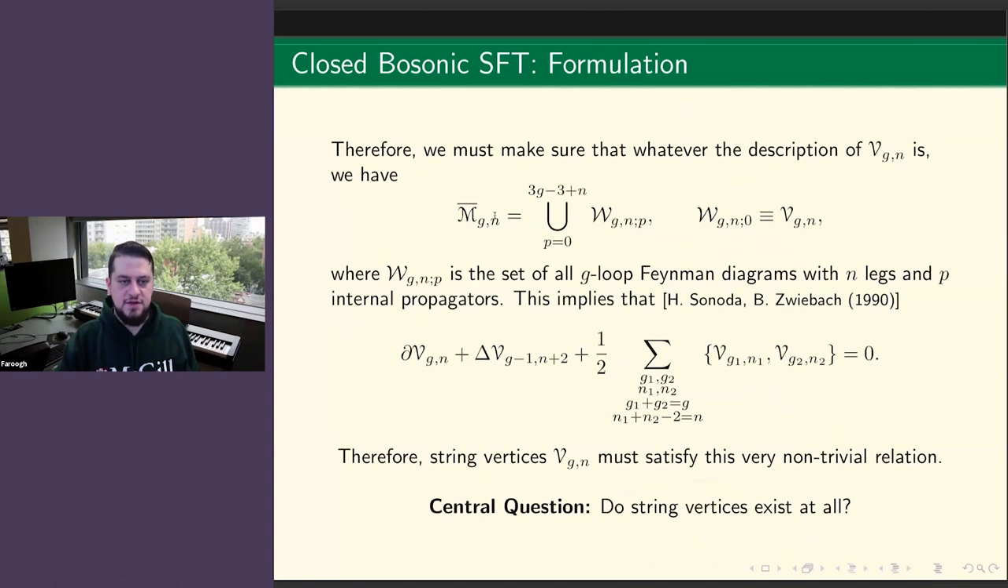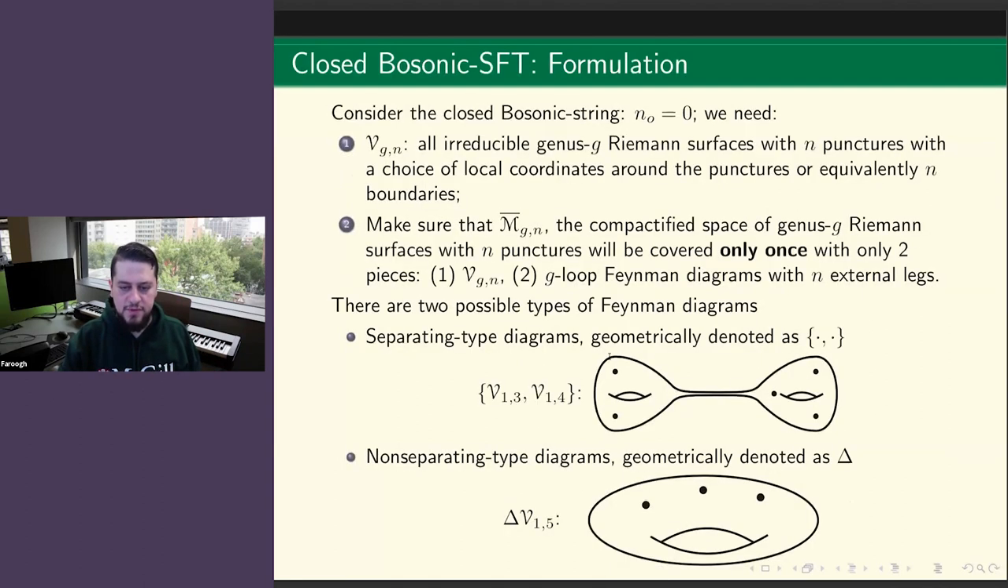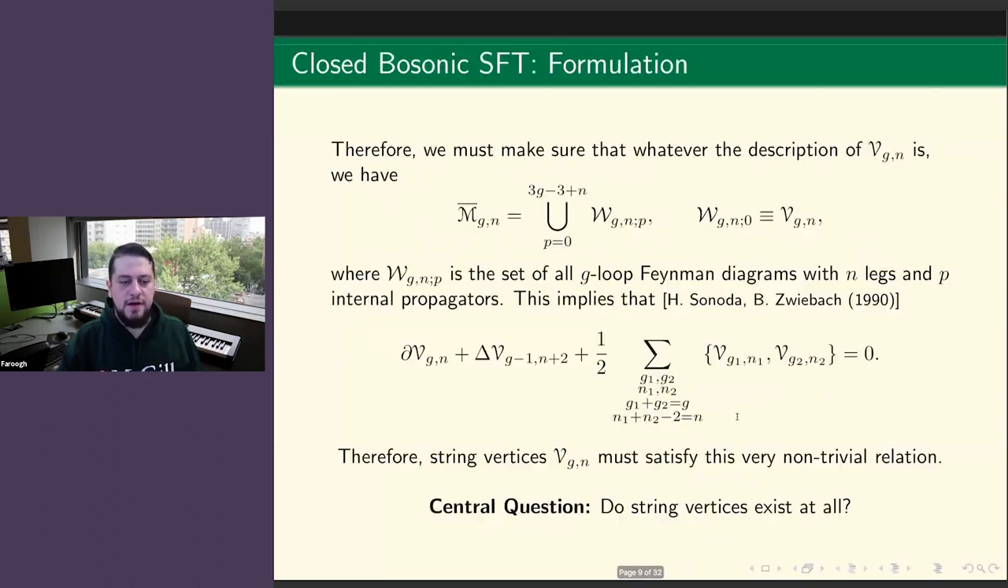So basically we end up with this conclusion that the compactified space of Riemann surfaces of genus G and N punctures or N boundaries is basically covered by string vertices plus all the Feynman diagrams. In this, P denotes the number of internal propagators, because we can have more internal propagators here, not only once, just like in any quantum theory diagram.